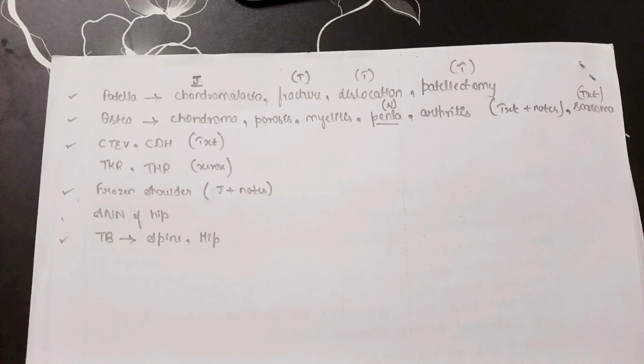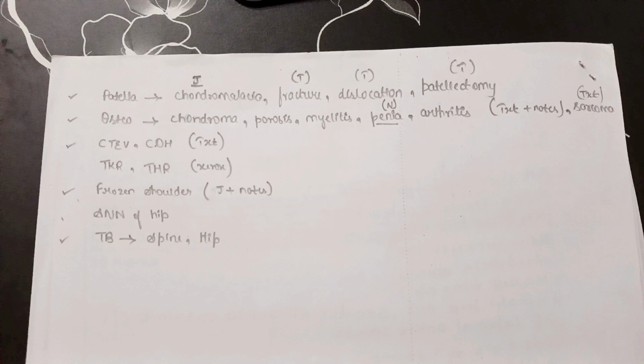As you can see here, in patella, majorly we have a few important topics, that is chondromalacia patella, fracture of patella, dislocation of patella and patellectomy. And coming to the osteo related topics, osteochondroma, osteoporosis, osteomyelitis, osteopenia, osteoarthritis. Then CTEV and CDH. Next we have TKR and THR, frozen shoulder, avascular necrosis of hip, and TB of spine and TB of hip. These are the major topics which are very important.